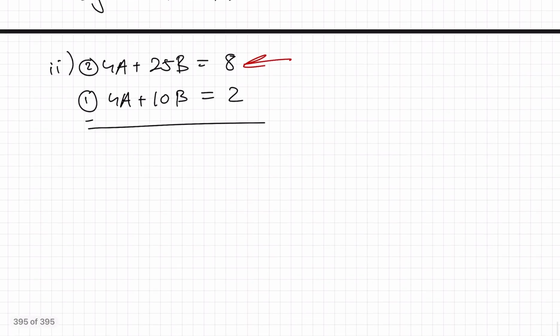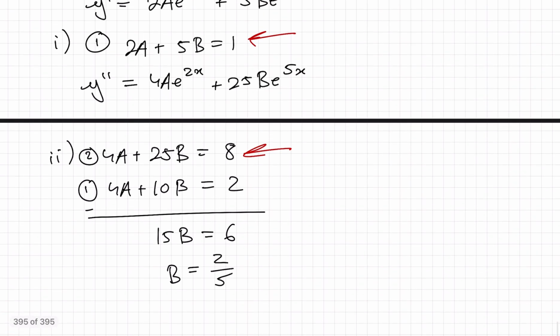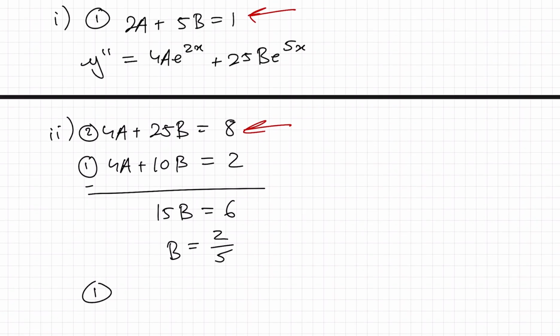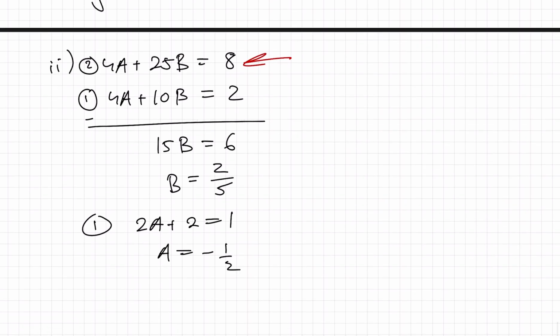Then we will subtract these to eliminate a. 15b is equal to 6. So b is equal to 2 over 5. Then we can substitute this right back into number 1. 2a plus 5 times 2 over 5 equals 1. So a must be equal to minus a half. And therefore we have our final solution, y equals minus 1/2 e to the 2x plus 2/5 e to the 5x. And there it is.